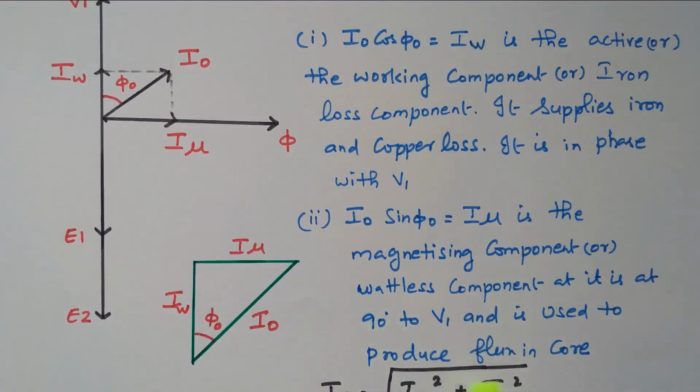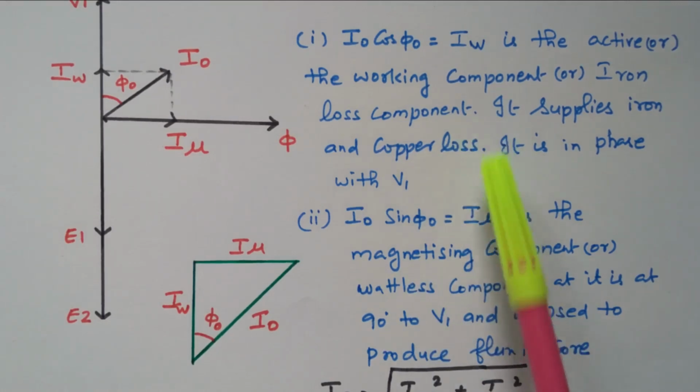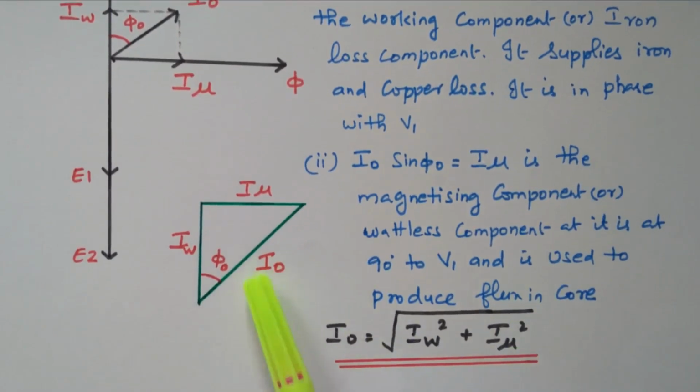It is used to produce the flux in the core. One part of the current is used to produce the flux in the core, another part is used as an iron loss component. The vector sum of these two is the total current in the primary winding. I naught equals the square root of Iw square plus I mu square. Iw is the working component (iron loss), I mu is the magnetizing component in the primary winding. The vector sum of these two is I naught.